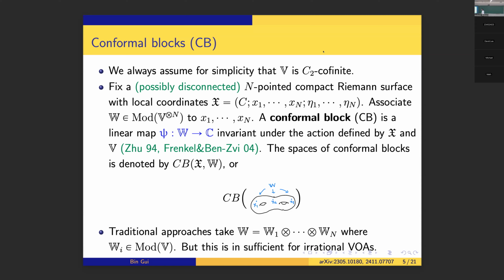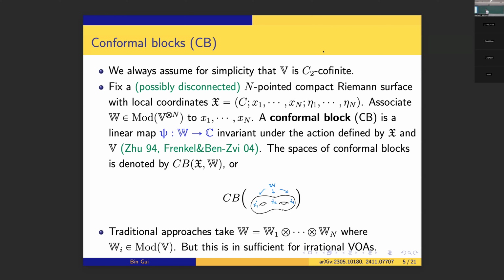And based on this geometric data, which I call compact Riemann surfaces with marked points and local coordinates, I can talk about conformal blocks. I also need to associate modules. So for example, if I have three marked points, then I have to choose W to be a module of V to the tensor power of 3. In general, if I have n marked points, then W should be a module of V tensor n, and a conformal block is a linear functional on this vector space W, satisfying some covariance or invariance property, which is defined using the geometry of the compact Riemann surface, the vertex operator algebra and the modules. The precise definition is quite complicated, so I will not go through these details, but I just want to show you the basic data I need in order to describe what a conformal block is.